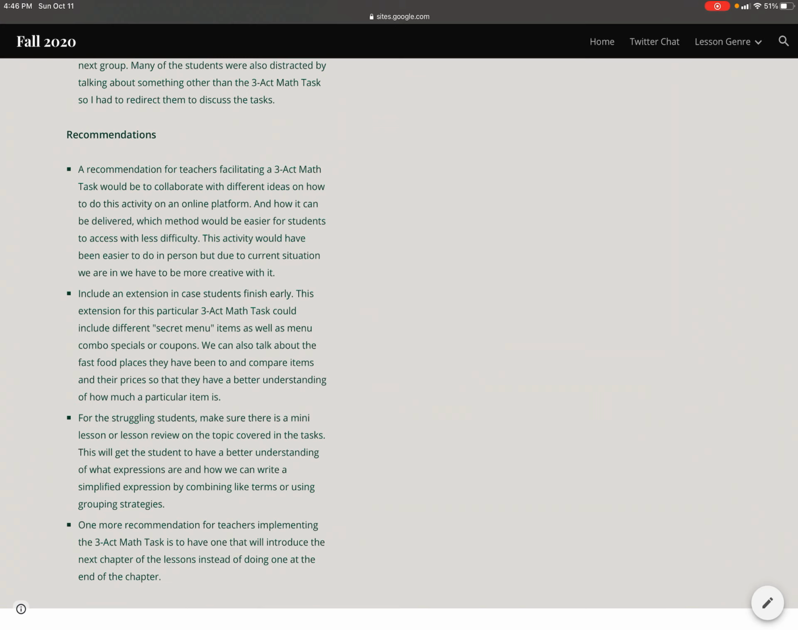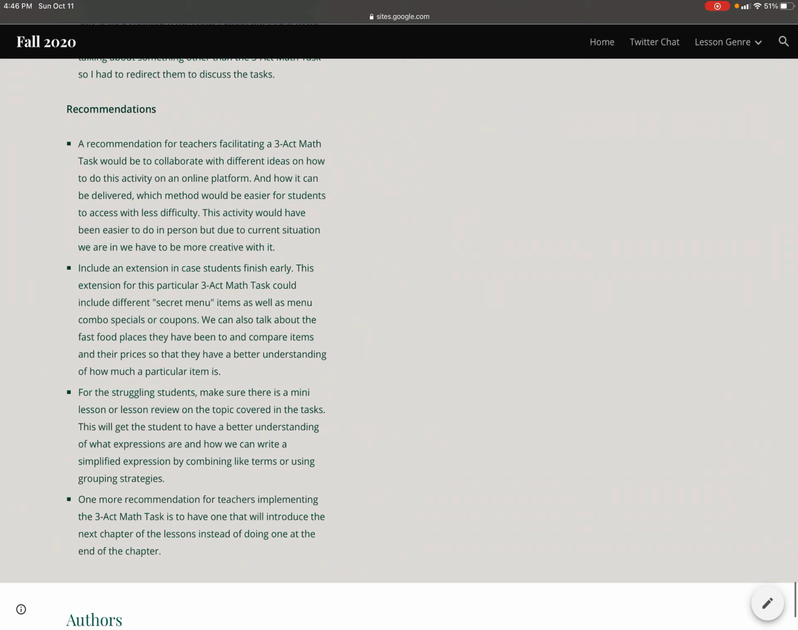And we can also talk about fast food places they have been to, and compare items to the prices for a better understanding of how much a particular item is. Basically, have the students talk about, let's say they go to McDonald's, one hamburger is probably $3, or a combo would be $5, so stuff like that. So have them look back into something, in this case a restaurant or fast food place.